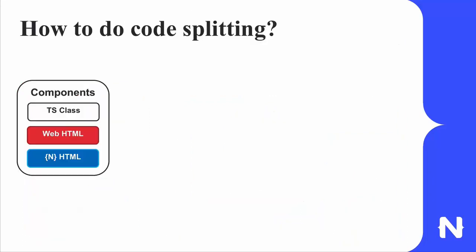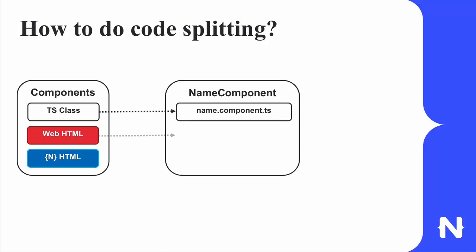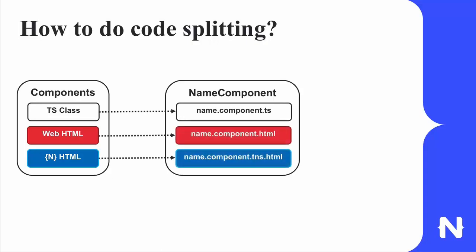So for example, if you look at how you would structure your code, let's say you have a component named name.component, which for the TypeScript class would be name.component.ts. But for the HTML, we use a naming convention. You can see in blue, we have name.component.tns.html, which specifies this is a NativeScript specific file. And in red, we have name.component.html without TNS, which basically means this is a web specific file.